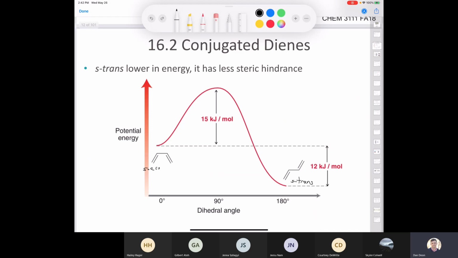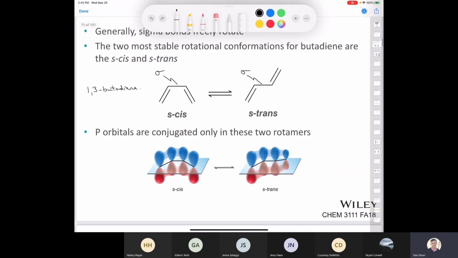If you were to look down the Newman projection of this, you would see a double bond to a CH2 up here, and a double bond to a CH2 down here. They're far away from each other. In the S-cis conformation, the double bonds are eclipsing each other. To rotate this sigma bond, you have to go over an energy barrier of 15 kilojoules per mole. The reason it's so high is that once you get up to this 15 kilojoules per mole, there is no overlap of the p orbitals.